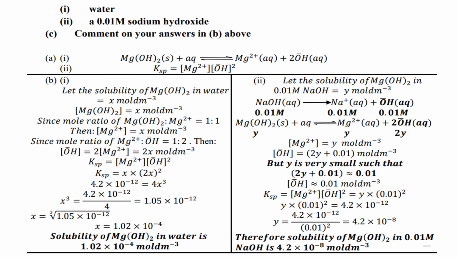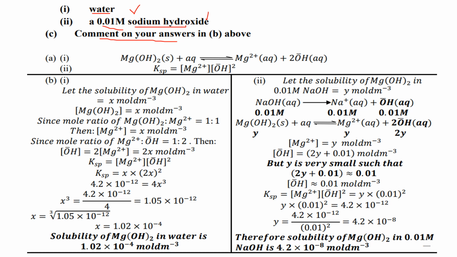The solubility we are calculating, Roman number 1, must be present in water, and we also calculate solubility when we have placed our salt in a solution of 0.01 molar sodium hydroxide. Then you are required to comment on the answers that you have got in both Roman number 1 and Roman number 2.